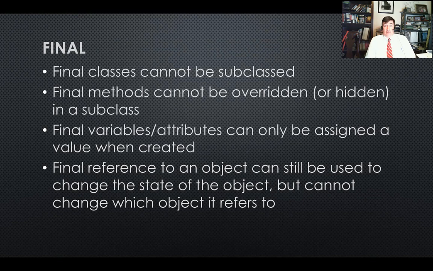Final. Final means a couple different things. If a class is final, it means it cannot be subclassed, which means you cannot derive from it. It is not part of any further subclass inheritance hierarchies. Methods that are final cannot be overridden. I have not spoken about overriding methods yet, so we'll come to that later. So it's not bolded and blue yet, but it will be. Attributes that are declared final can only be assigned a value when created. That makes them a constant value.